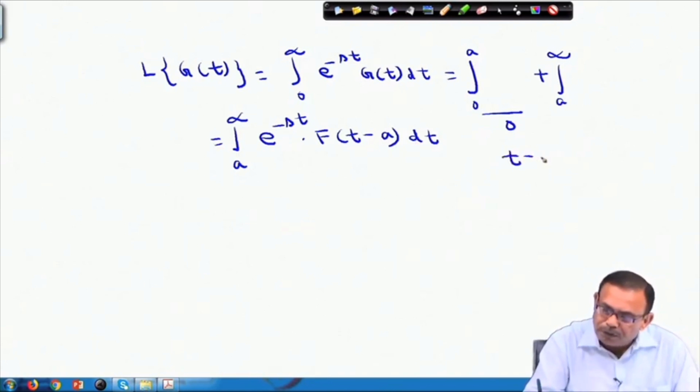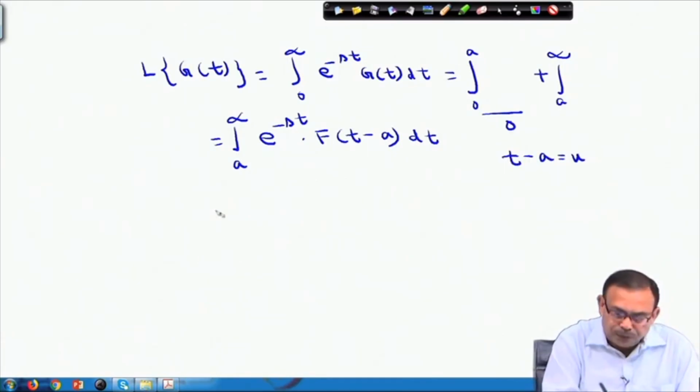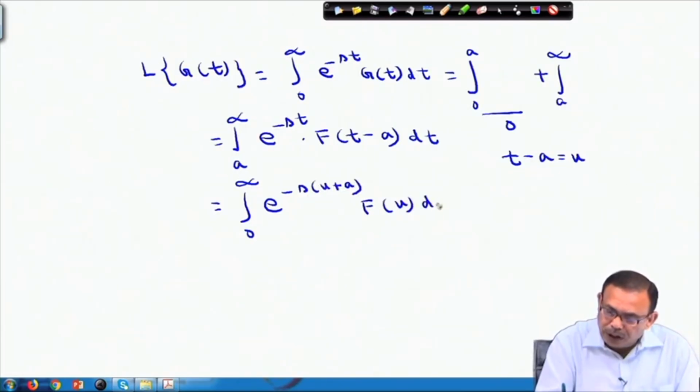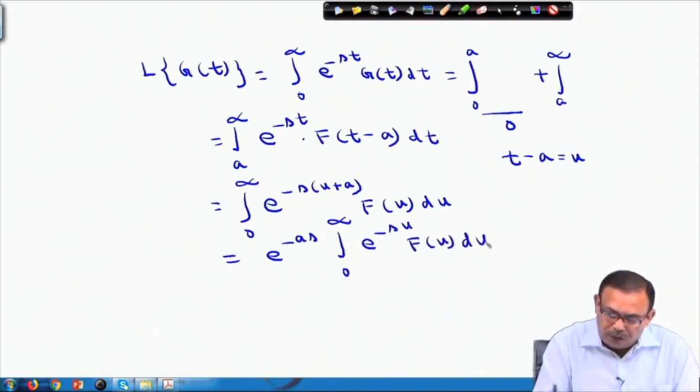Now, if you substitute t minus a equals u, the lower limit at t equals a will be u equals 0, and the upper limit will become infinity. So we get the integral of e power minus s into u plus a into f of u du. You will get f of u into du, but the limit has changed from 0 to infinity. At t equals a, u is 0, and at t equals infinity, u equals infinity. So, e power minus a s you can bring outside, and the integral 0 to infinity e power minus s u into f u du remains.